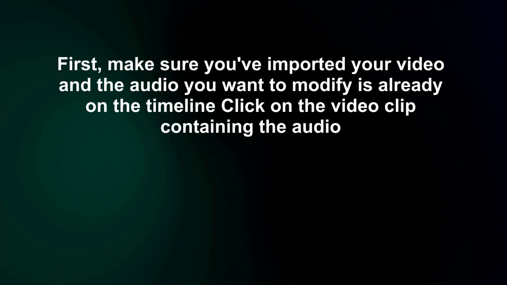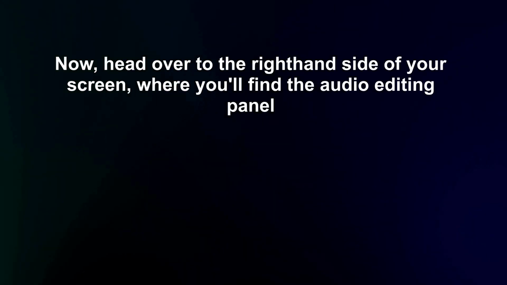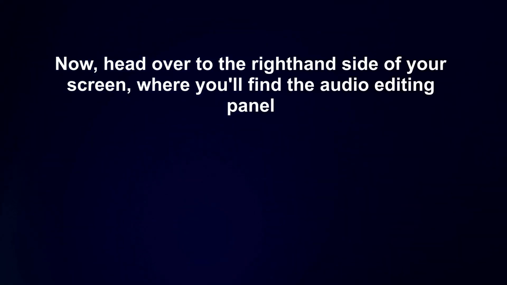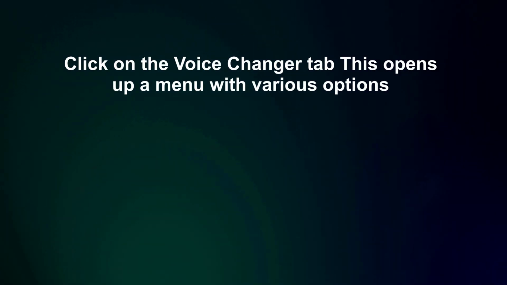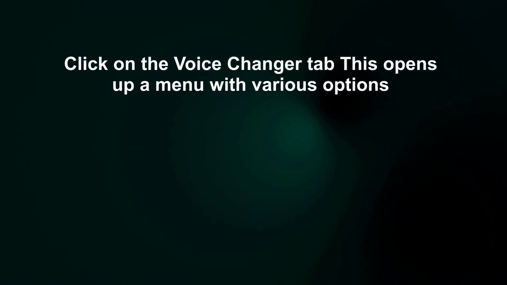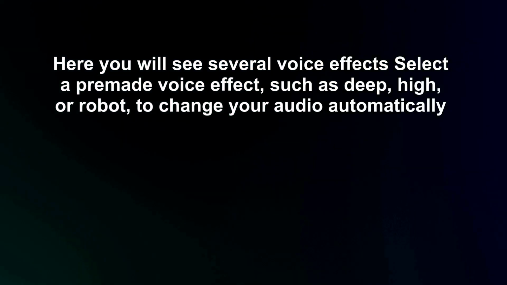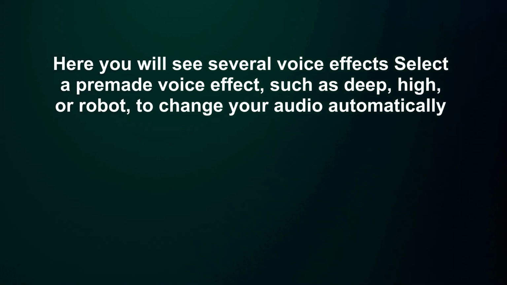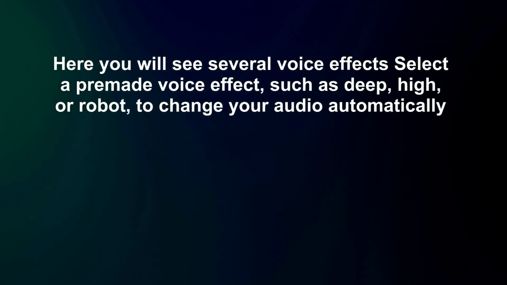Click on the video clip containing the audio. Now, head over to the right-hand side of your screen, where you'll find the audio editing panel. Click on the Voice Changer tab. This opens up a menu with various options. Here you will see several voice effects. Select a pre-made voice effect, such as deep, high, or robot, to change your audio automatically.